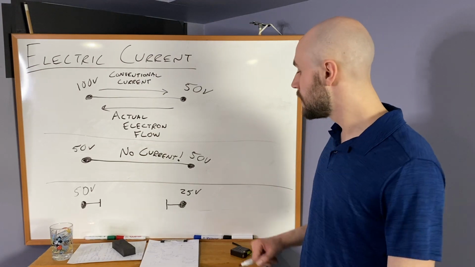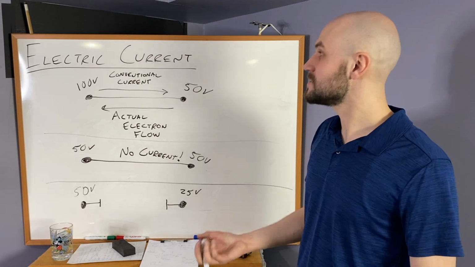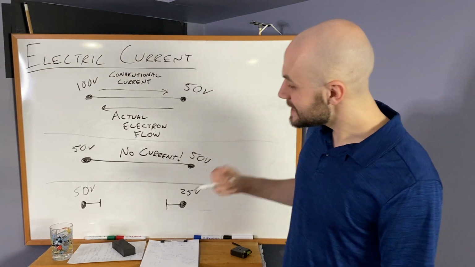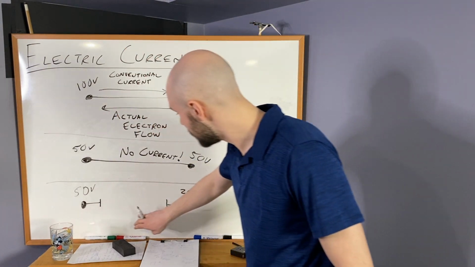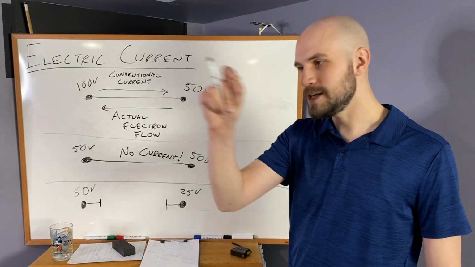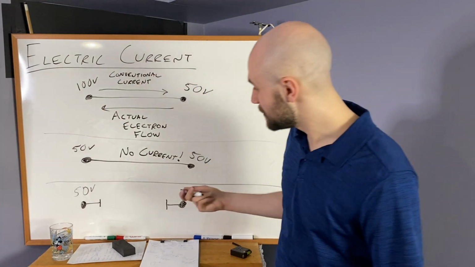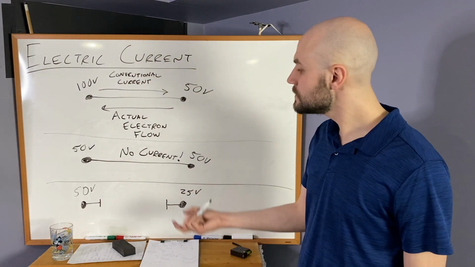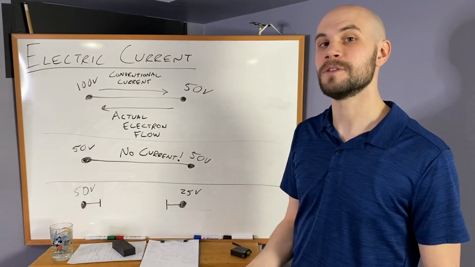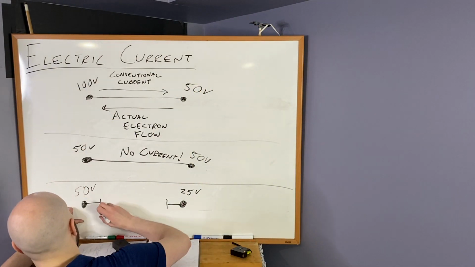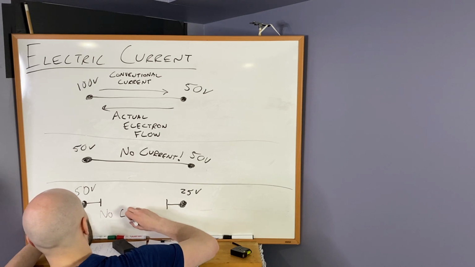In our next video, we're going to start defining what a circuit is, and you're going to see that we need a connection. We need a conductor to close the loop of our circuit. If there's no conductor going from the 50 volts to 25 volts, then no current is going to flow, even though there's a potential difference. Here, we have no current flowing.